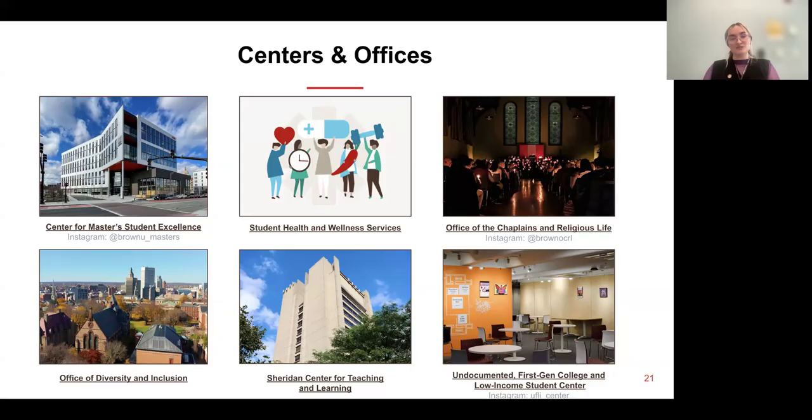And we do a specific presentation with them in the spring. So keep an eye out for Belong at Brown emails, and you can sign up for some more sessions to learn more in depth about those sessions there. Next slide, please.